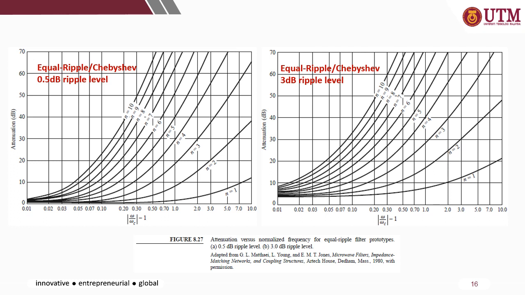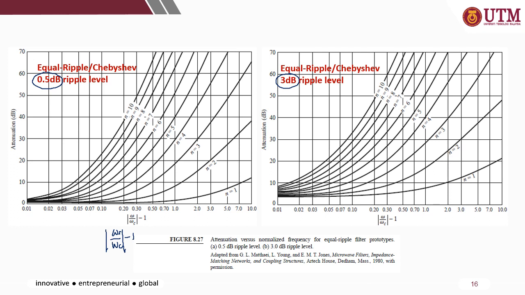Okay, same goes to when you have a Chebyshev or equal ripple filter to be designed. So again, the same steps. So it is omega s over omega c minus 1. Then you'll get the filter order number. Okay, and it depends on how strong the ripple is. Okay, it's either 0.5 dB or 3 dB ripple.